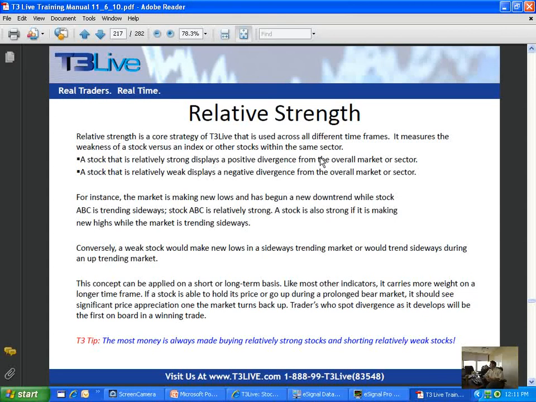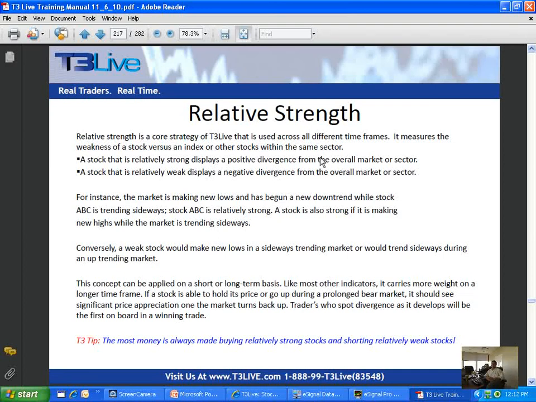So just think about it in terms of a correlation. Conversely, a weak stock would make new lows in a sideways trending market or would trend sideways during an uptrending market. The concept can be applied on a short or long-term basis. Like most other indicators, it carries more weight on a longer time frame. If a stock is able to hold its price or go up during a prolonged bear market, it should see significant price appreciation once the market turns back up. Traders who spot divergence as it develops will be the first on board in a winning trade.